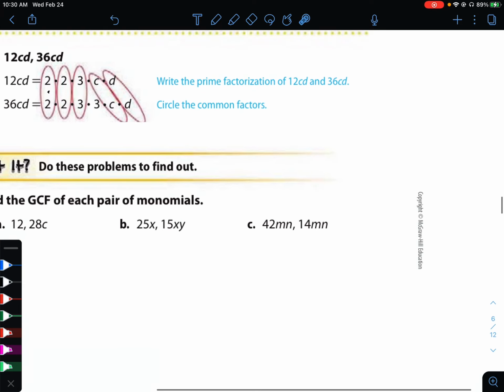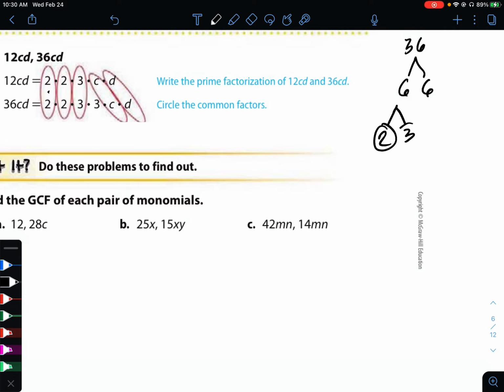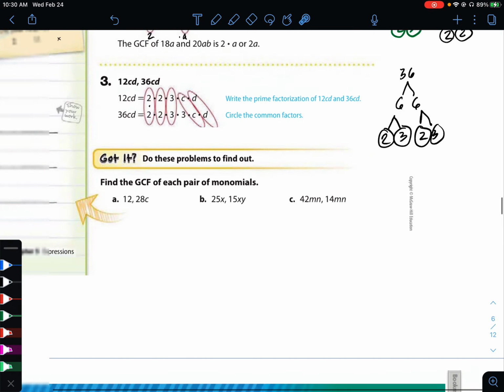36, if you do the factor tree of 36 again, I get my 36. Any two factors of 36, I'll do 6 and 6. 6 and 6 are not prime, so continue our factor tree. These are prime, circle those. Again, that's how you got 2 times 2 times 3 times 3, and simply add cd at the end.